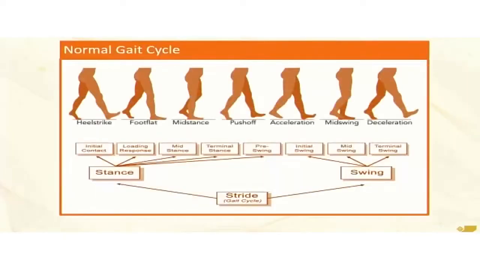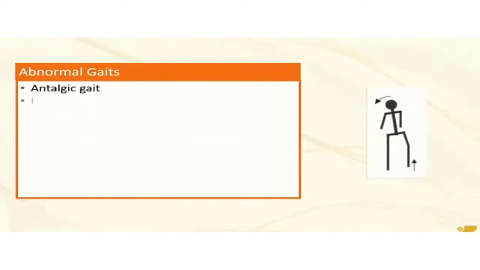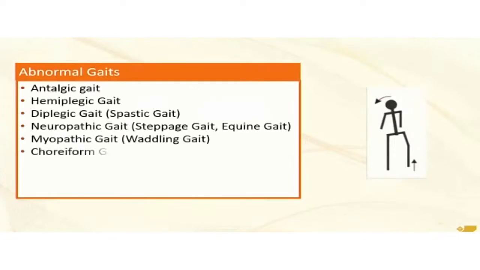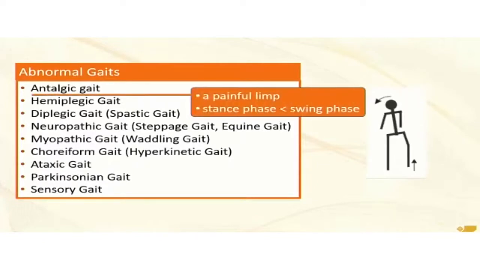So the normal gait cycle, which we all know, we just recapitulate: it is from the heel strike to the deceleration, with a stance and swing phase. With this normal understanding, how many abnormal gaits are we coming across? There are so many. But of interest for us for osteoarthritis of the knee or knee preservation is the antalgic gait, which is a painful limb where the stance phase is less than the swing phase. A very simple way to understand this.